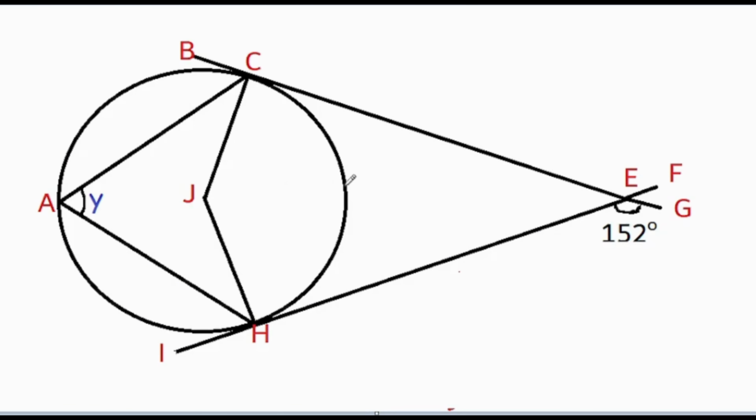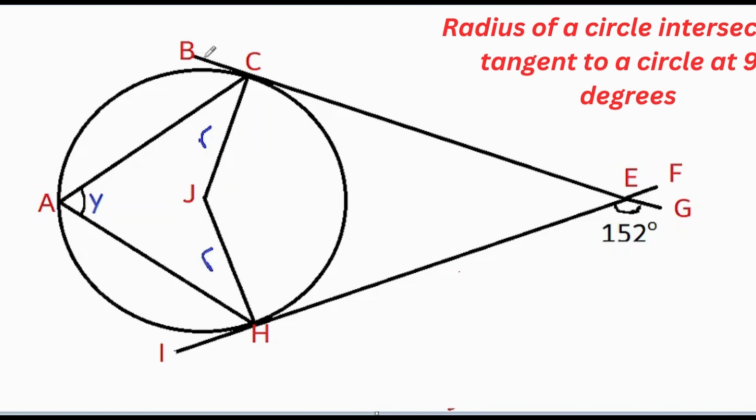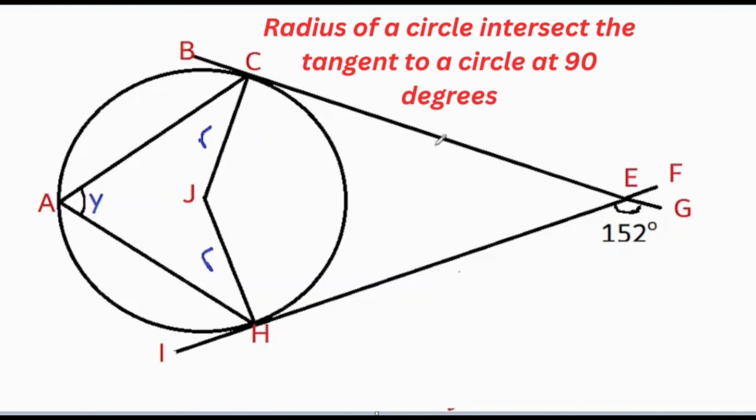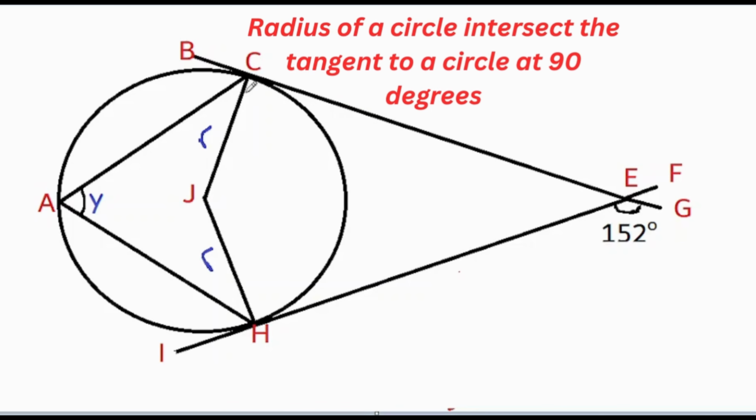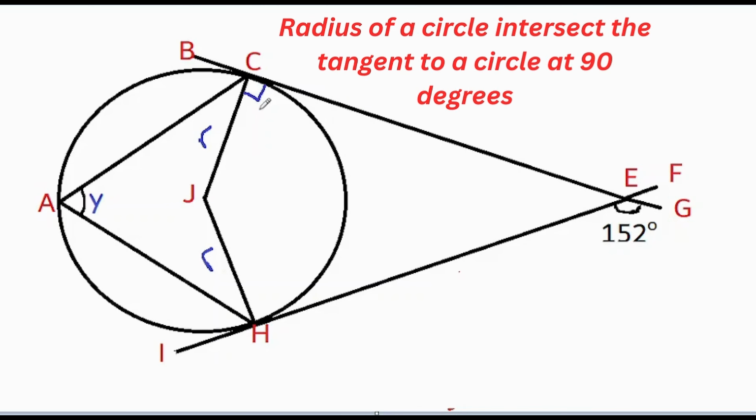In this example, the first thing that should cross our mind is that this is the radius. R is the radius. This is also the radius. And BE is a tangent. The radius intersects the tangent at 90 degrees. So that makes this 90 degrees. Here is 90, and here is also 90 degrees.